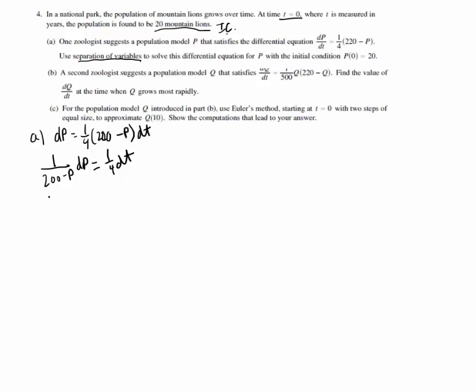Second step is to integrate each side. I am going to have to do u substitution here, so make u equal to 200 minus P. The derivative is negative dP, so I have to put a negative there and a negative out front.